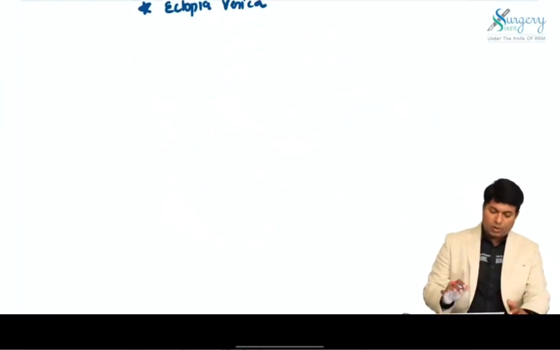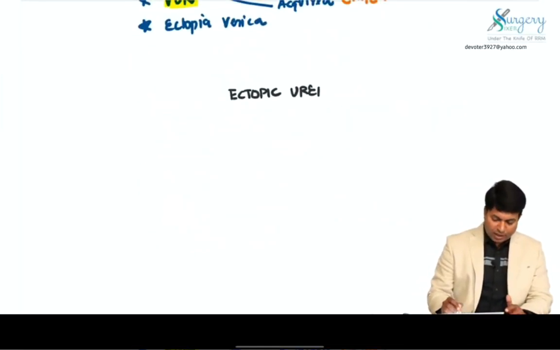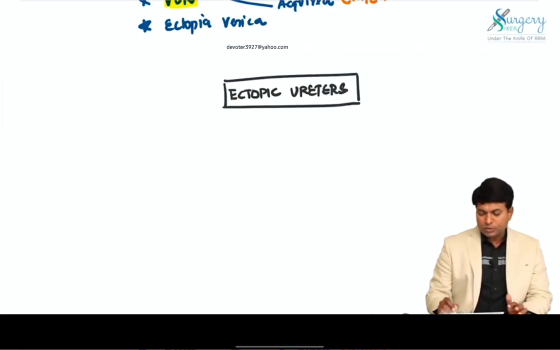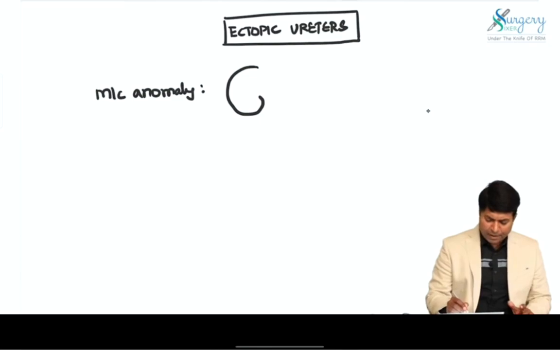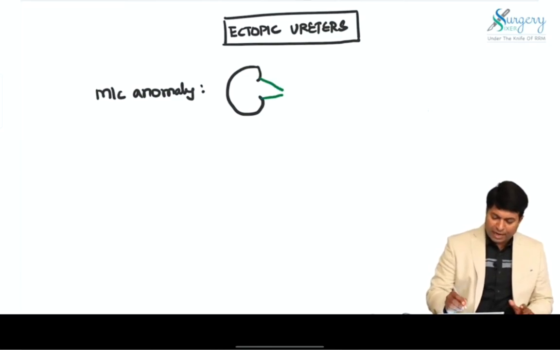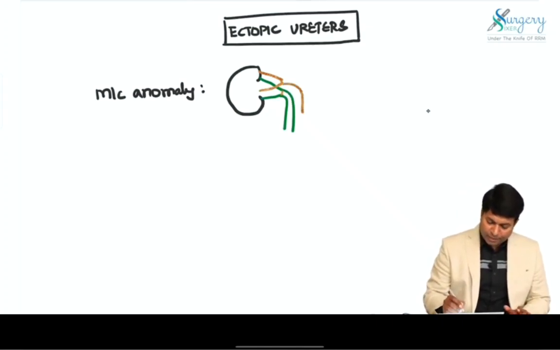Okay. So now let us discuss one by one the various anomalies. First, I'm going to discuss ectopic ureters. Very important topic for your exam. So what is the most common anomaly in the kidney? The most common anomaly is duplication of the renal pelvis like this. So there are two renal pelvis, duplication of renal pelvis and ureter. This is the most common anomaly.